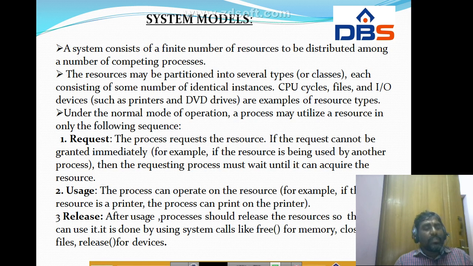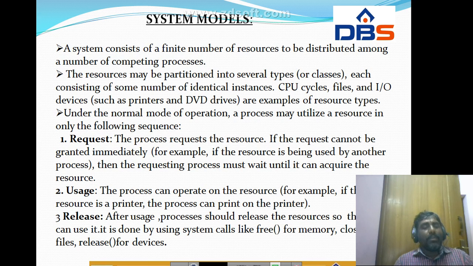For example, if the resource is a printer, the process can print on the printer. If the resource is a scanner, the process can scan the pages. What is meant by release? After usage, the process should release the resource so that another process can use it.